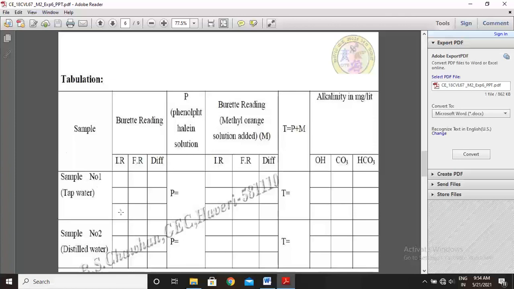Here we take 3 samples and calculate P. Similarly, with the same samples we continue the titration with methyl orange indicator, getting 3 trials. Then we calculate the T value. Similarly, take distilled water for 3 samples, conduct the experiment and note down the readings in these tables. So this is the tabulation of this experiment.